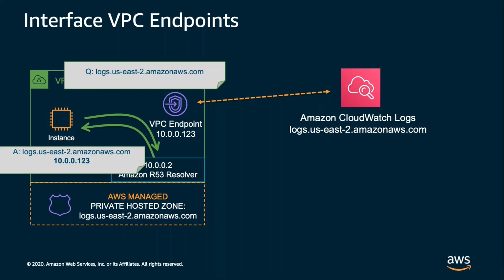And here we've shown the endpoint as one IP address, but in actuality, an endpoint is one or more elastic network interfaces. We call them ENIs. So for high availability, we'd recommend two or more. You can have one per AZ.